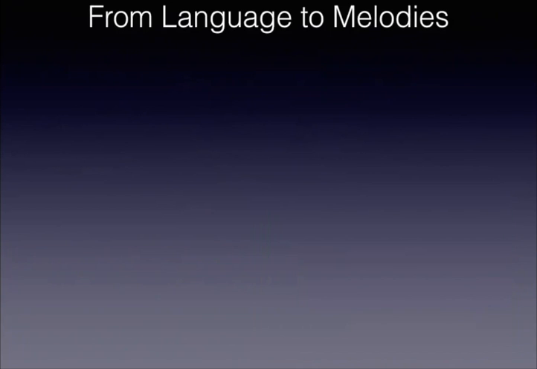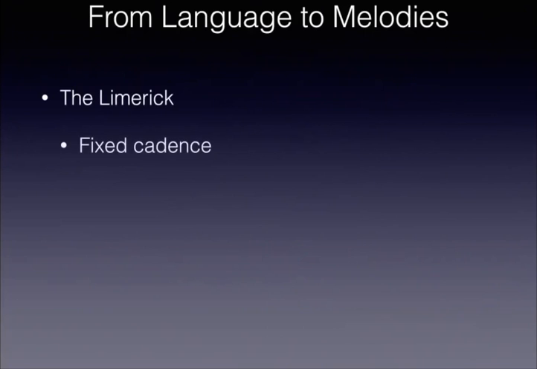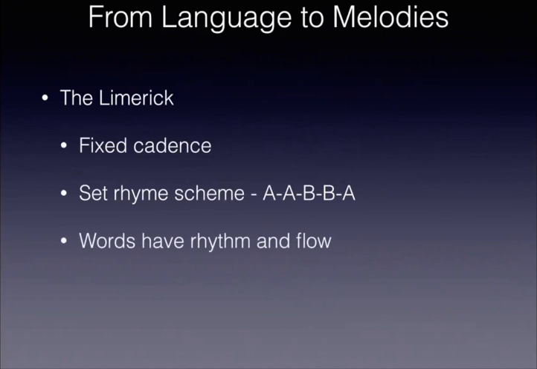To get my students in the class to learn how to write these melodies and these parodies, I like to make the link between language and melody. And so the simplest way to do this is with the limerick. The limerick, of course, everybody knows. It has a fixed cadence. It has a set rhyme scheme. The first 2 lines rhyme. The next 2 lines, third and fourth lines rhyme, and then the 5th line sort of sums it up with a rhyme that goes back to the first 2.